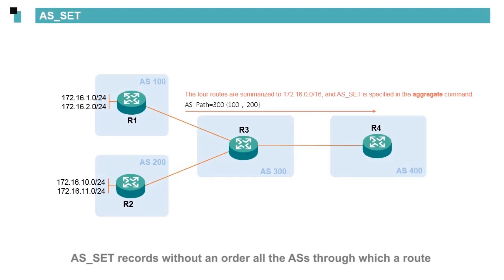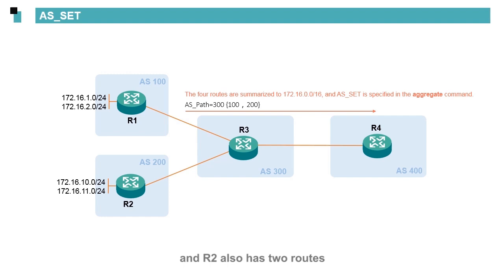AS set records, without an order, all the ASs through which a route passes from the local device to the destination. AS set helps with loop prevention and route selection. On the network shown in the figure, there are four ASs: 100, 200, 300, and 400. R1 has 2 routes, and R2 also has 2 routes. The 4 routes are advertised to R3.